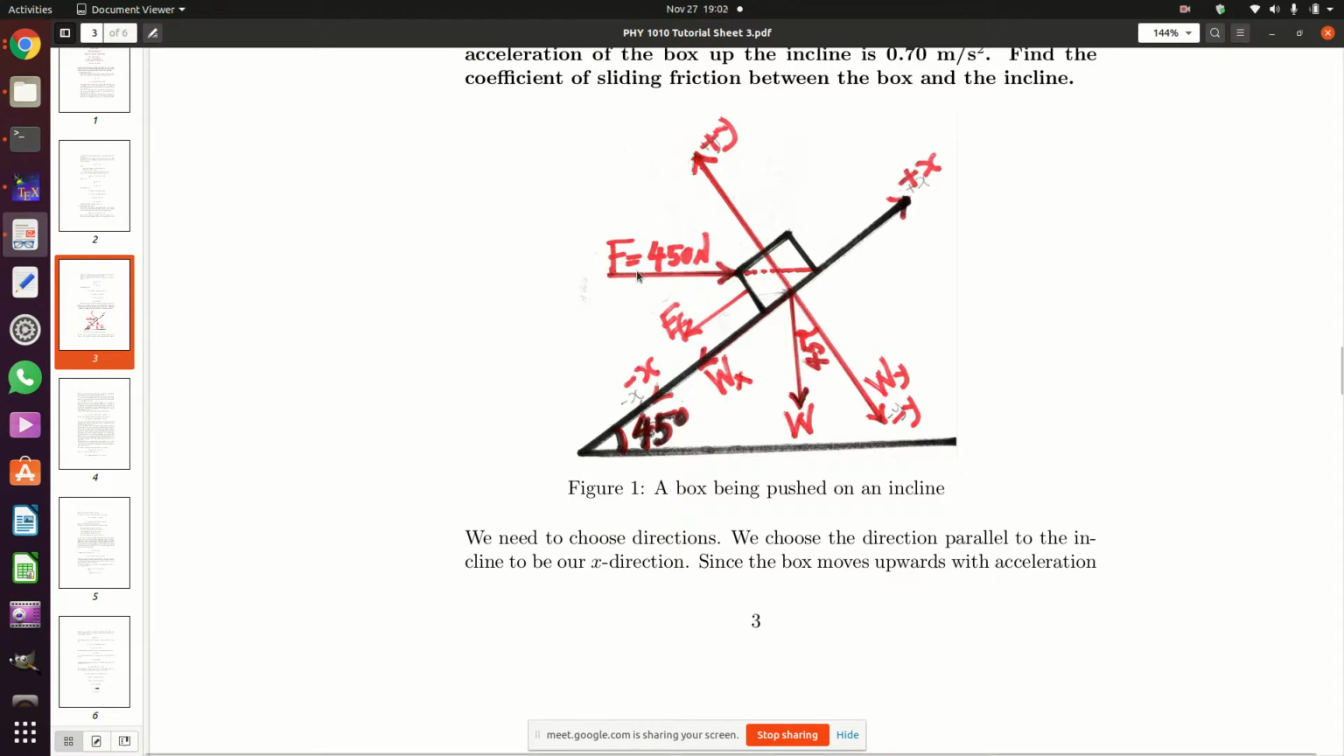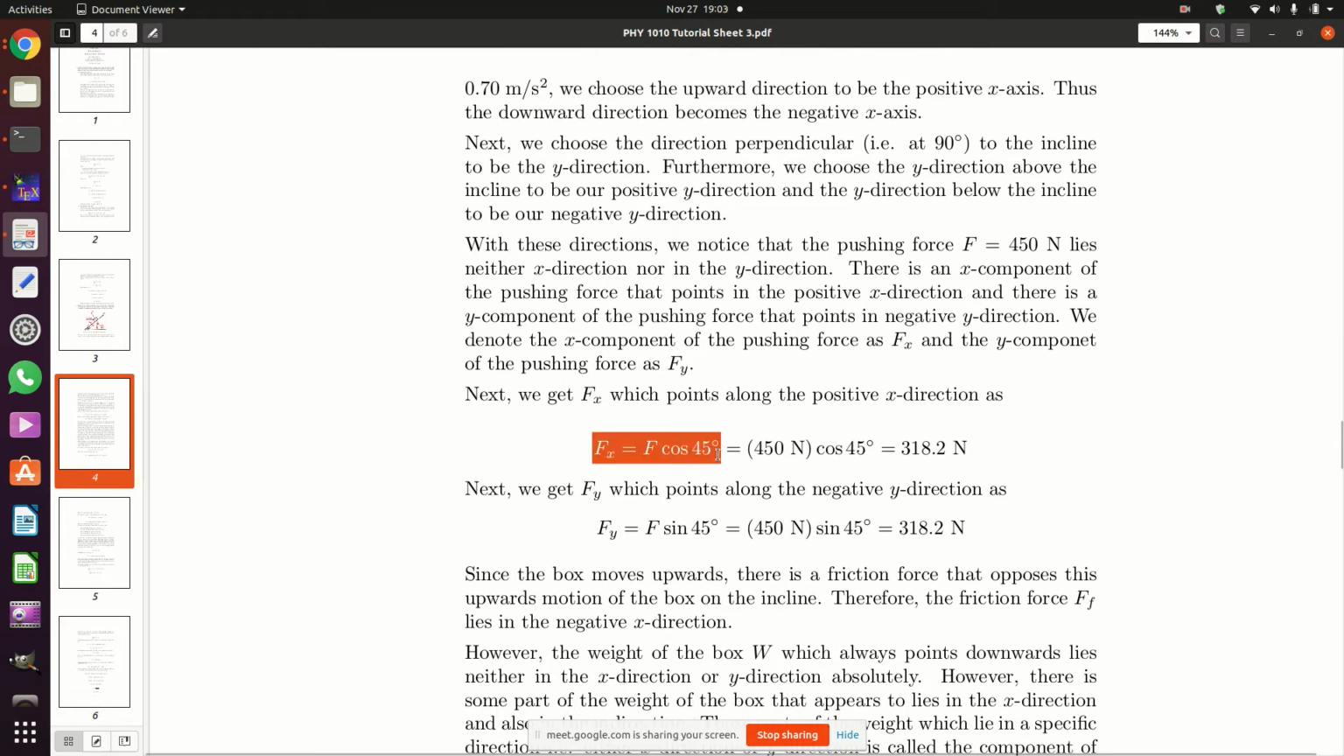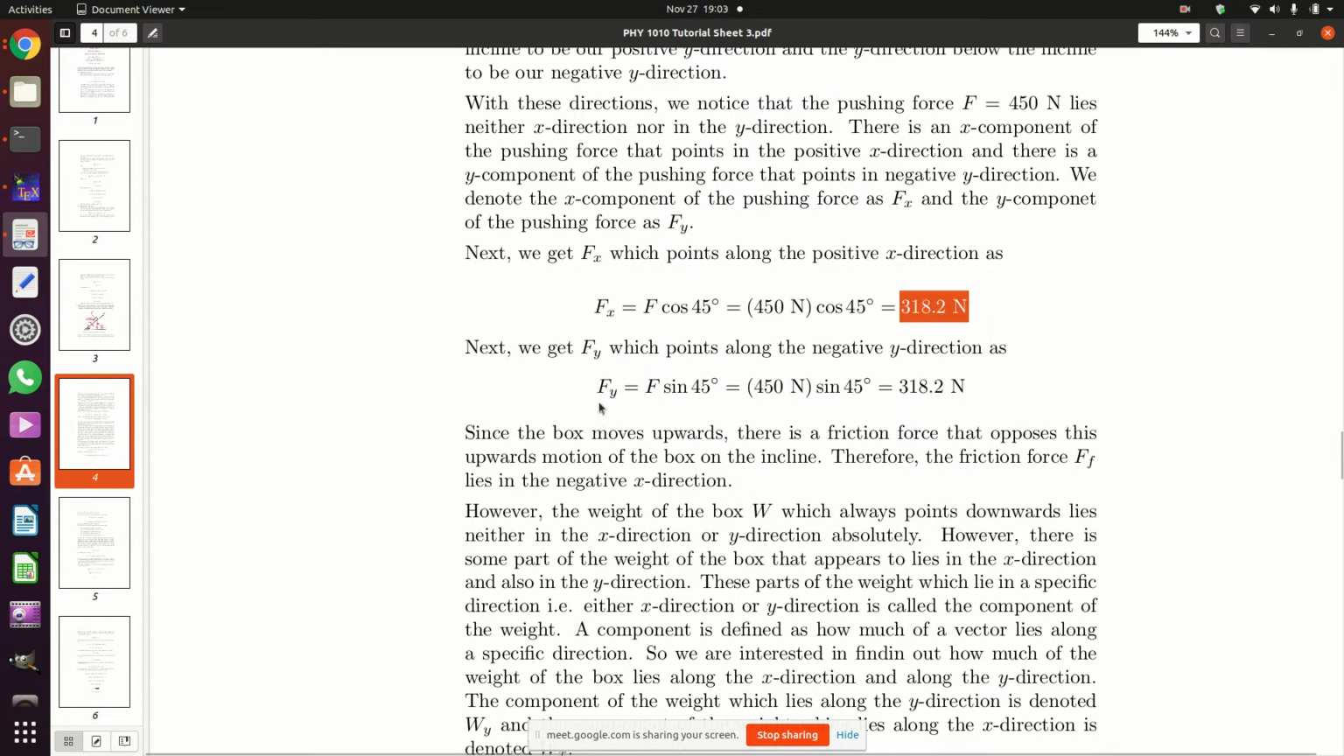We proceeded to find Fx. If you get Fx, then you bring it here. You can see that Fx actually looks like that. There's a part of Fx which lies along the x, and a part of it lying along the y direction here. So we proceeded to find Fx, and this is what we did. Then we also found Fy.